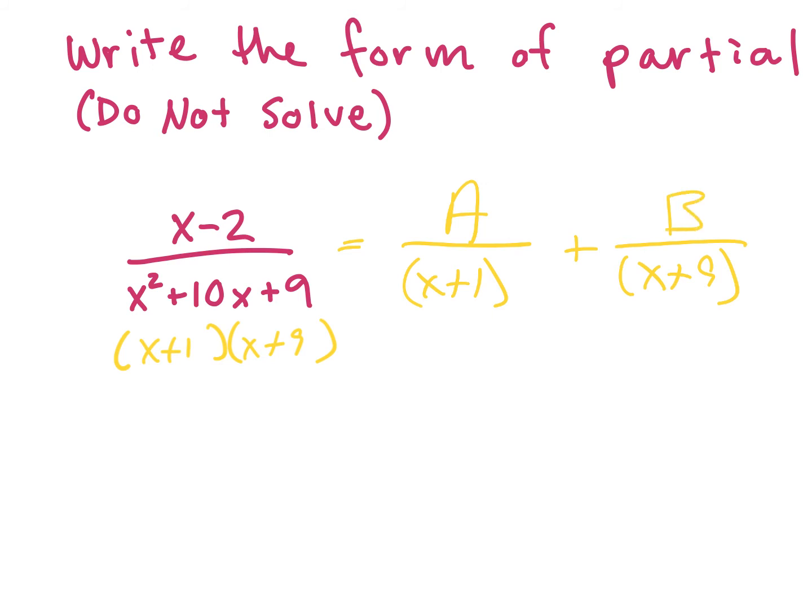If you were going to go ahead and solve, what would the two values be that you used to solve with x? Good, x equals -1 and x equals -9. And you would multiply A by x plus 9, and then you would multiply B by x plus 1. But all they're asking you to do here is just set it up. So the setup is A over x plus 1 plus B over x plus 9.